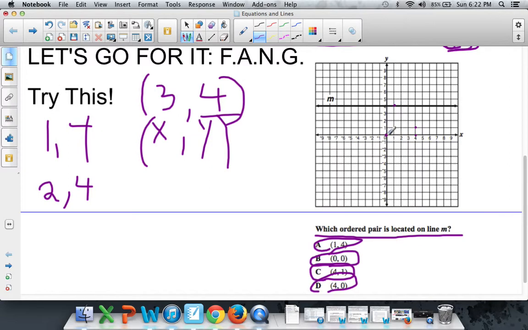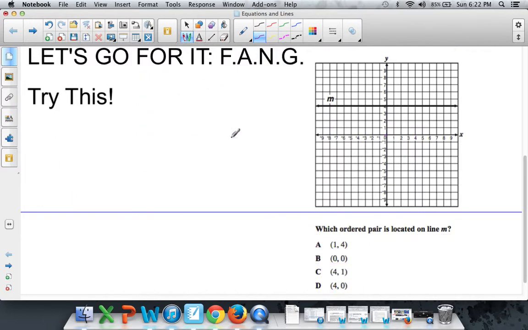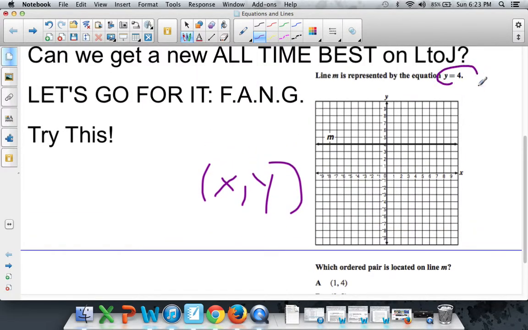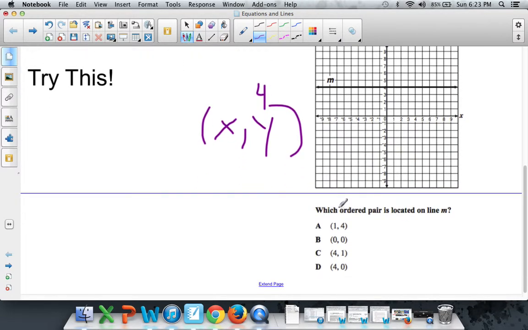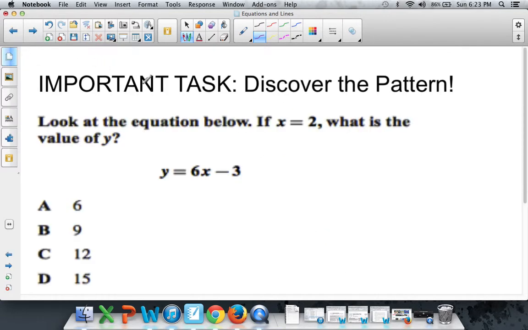Another way to look at this without even really having to think about it too hard is to see that, remember I told you in ordered pairs, x is the first number, y is the second number. And they're telling you that y should be 4, or in other words, the second number is 4. Well, take a look down there. A is the only one that has a second number of 4. So A has to be the right answer. Don't feel bad if it's not super clear to you right away. We'll go over it a couple more times in class.